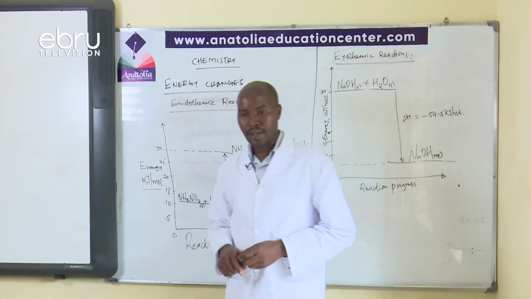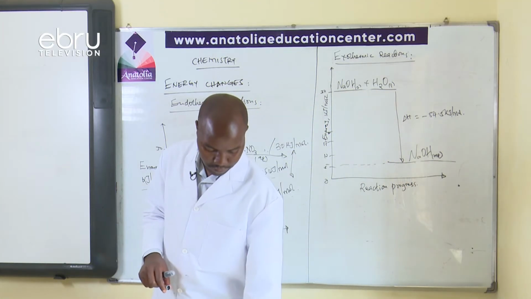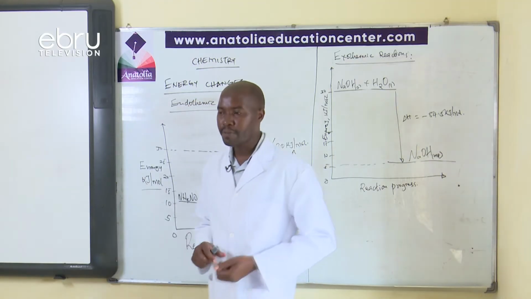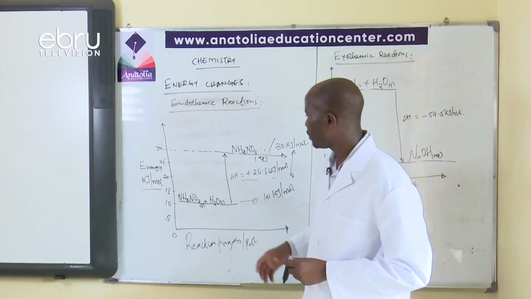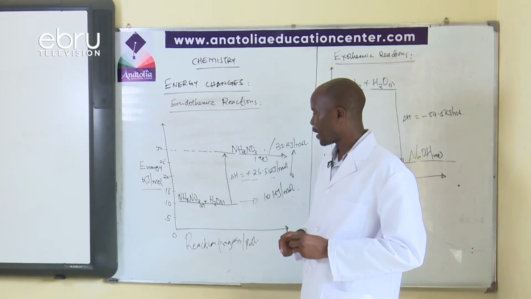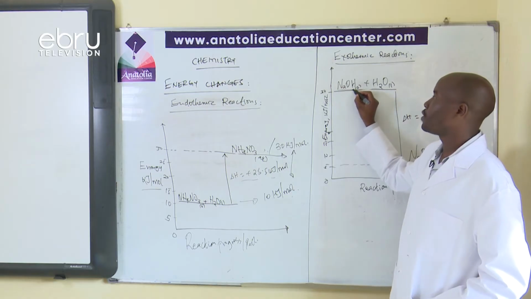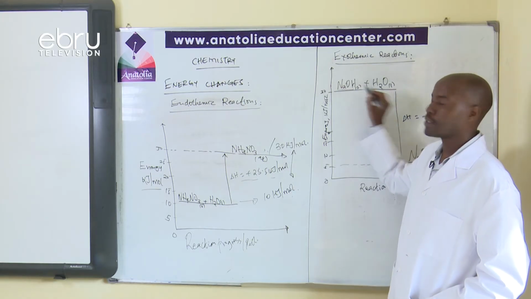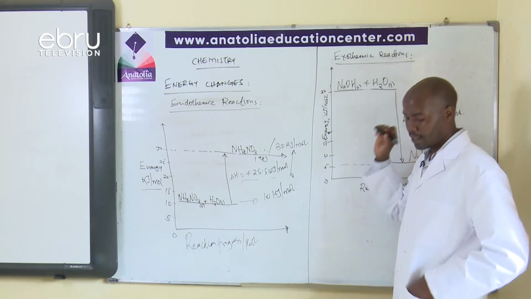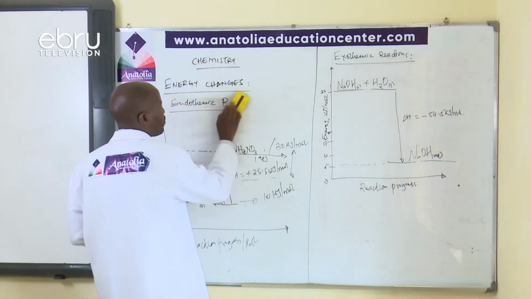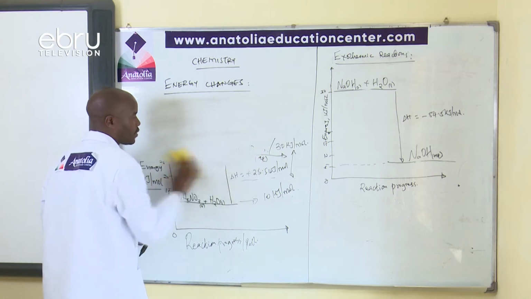Now, the next thing I want us to talk about is the bond breaking and bond formation during these endothermic reactions. When we dissolve the sodium hydroxide in water, we are breaking the bonds. So it is good for us to know how this one occurs.